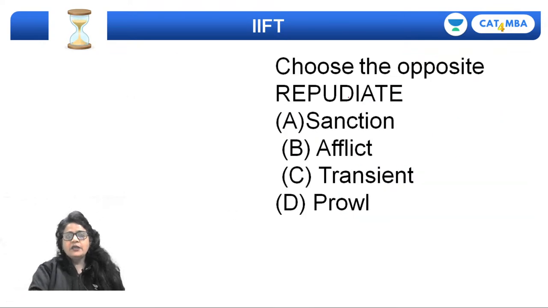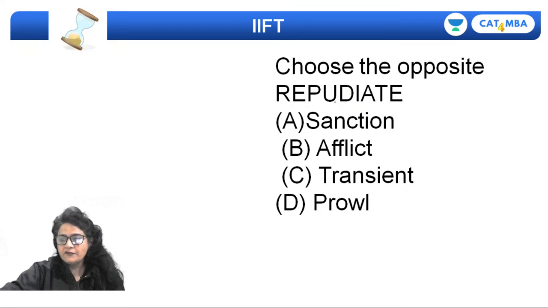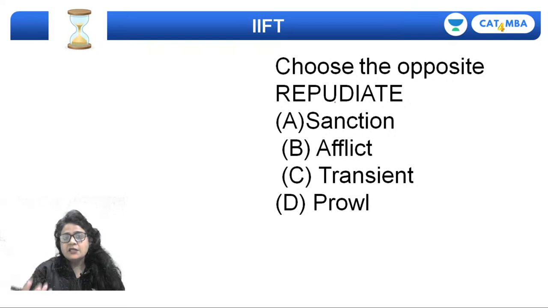Chaliye. Choose the opposite of repudiate. All our previous IIFT questions, I'm picking up IIFT questions because IIFT has a tendency of repeating the words which appeared in previous year papers. Okay? And that is why in my sessions, I have been urging all of you to go through previous year papers.